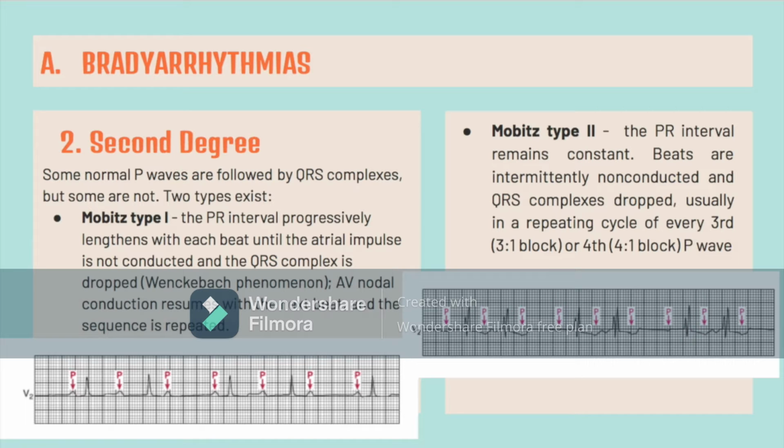are not. And there are two types that exist, which is the Mobitz type 1 and Mobitz type 2. For the type 1, the PR interval progressively lengthens with each beat until the atrial impulse is not conducted and the QRS complex is dropped. The AV nodal conduction resumes with the next beat and the sequence is repeated. For the type 2, the PR interval remains constant. The beats are intermittently non-conducted and QRS complexes drop, usually in a repeating cycle of every third or fourth wave.